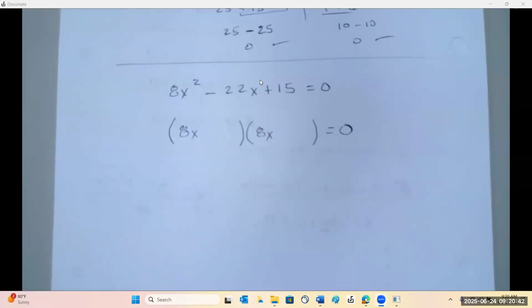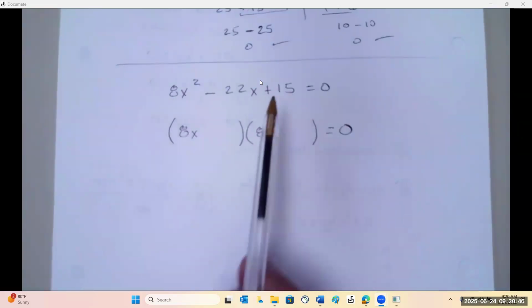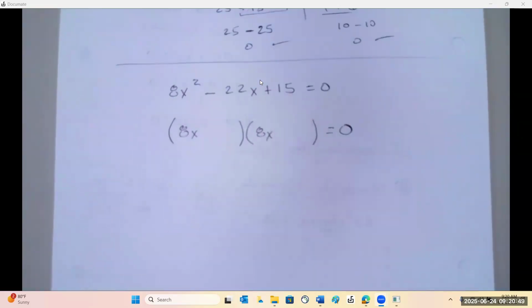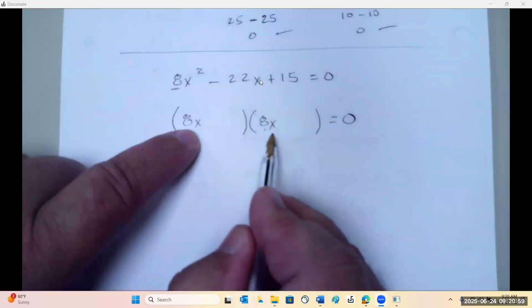A lot of teachers in high school will teach you, find the factors of 8, find the factors of 15, and see which ones work. No, that's going to waste your time. This will be 5 steps and you're done, always. So we did the first one. Whatever's here goes in both spaces, x and x.